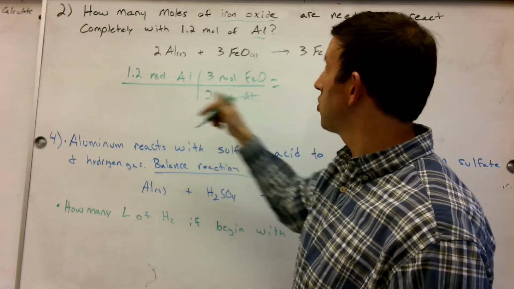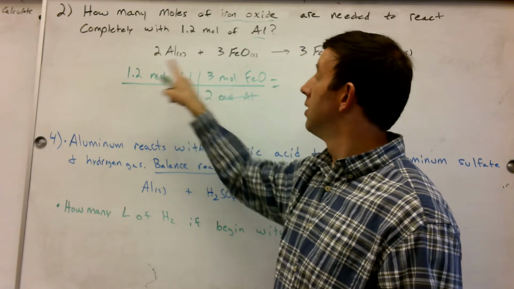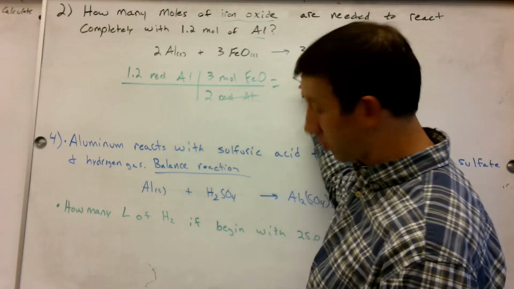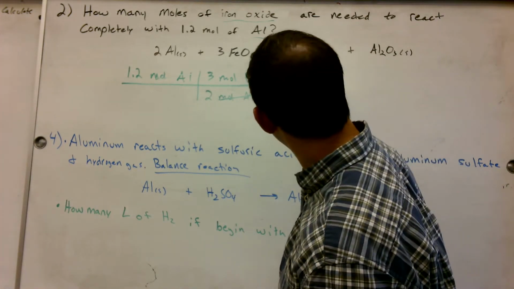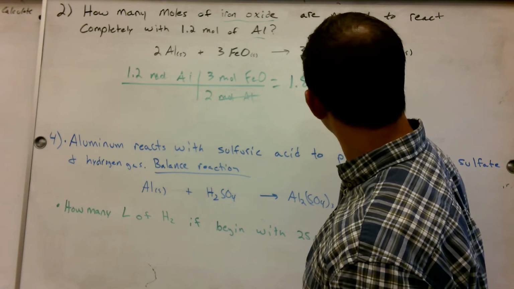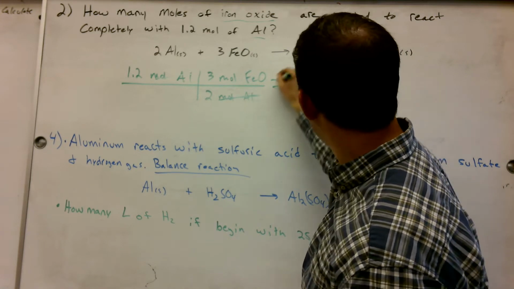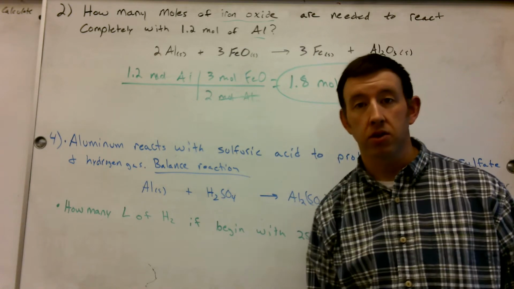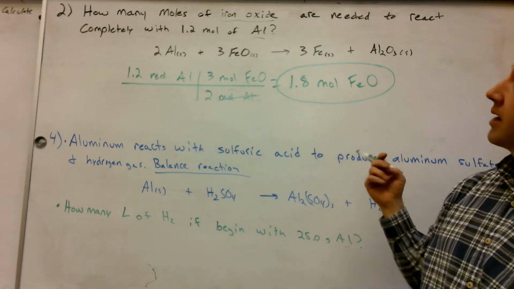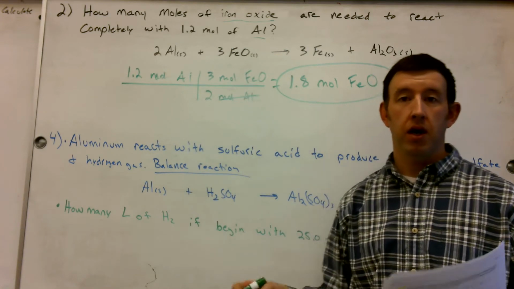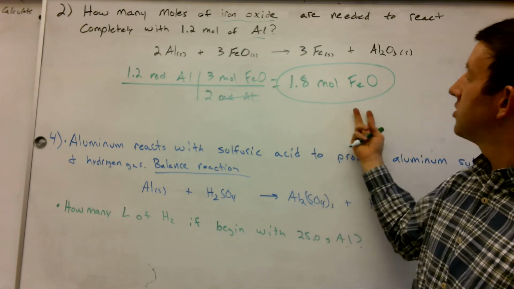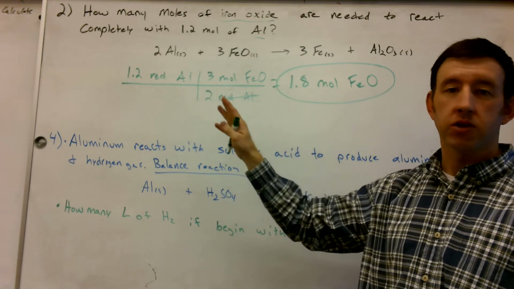So that cancels out my moles of aluminum. If I go 1.2 times 3, enter, divided by 2, equals 1.8 moles FeO. In that case, that will be my answer, because it's asking how many moles of iron oxide I need in order to react completely with 1.2 moles of aluminum. I need 1.8 moles of iron oxide, which, as you may notice, is 1.5 times as much.